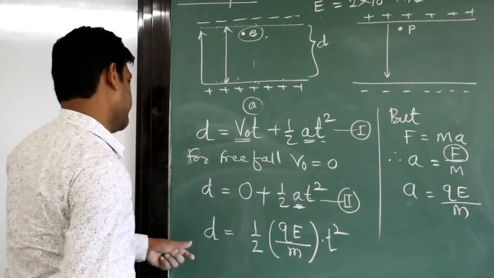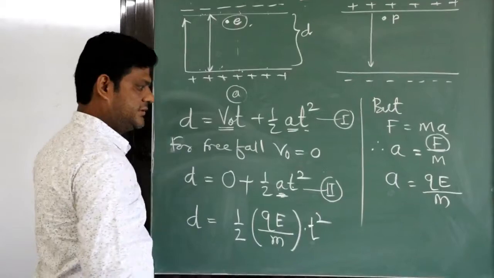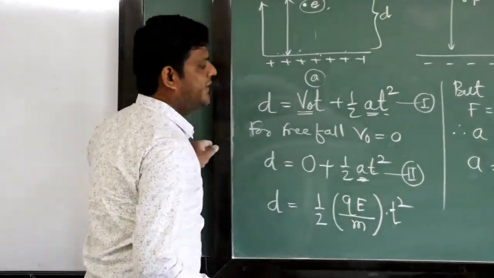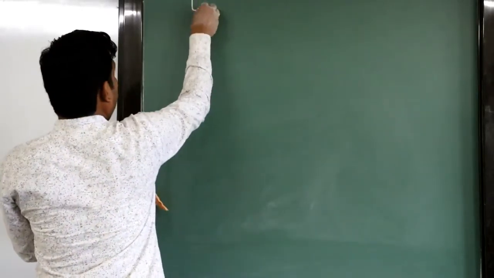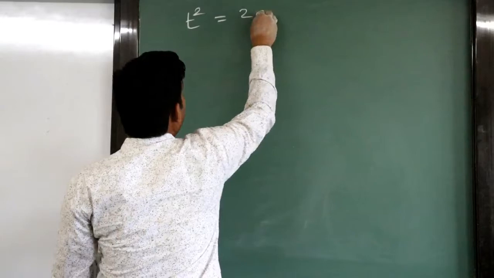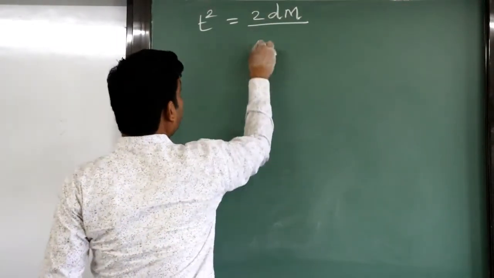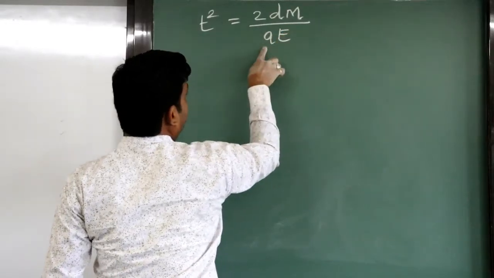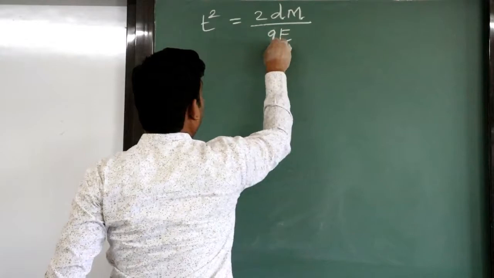Okay. We are interested to find the value of t. So t square equal to 2 d m divided by q into E.